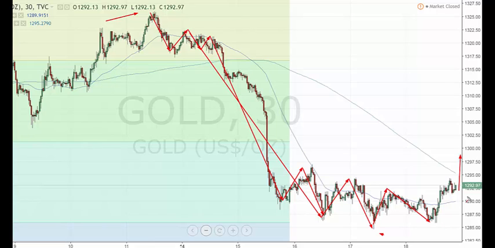So it all depends on what happens next week. I think there's a fair chance we're going to see a decent rally. If not, I'm going to tighten stops quite quickly come Monday morning.